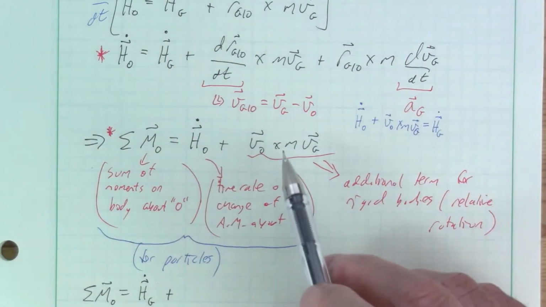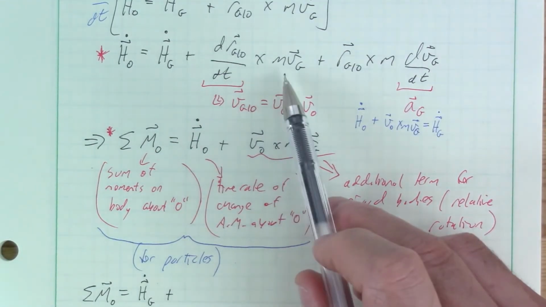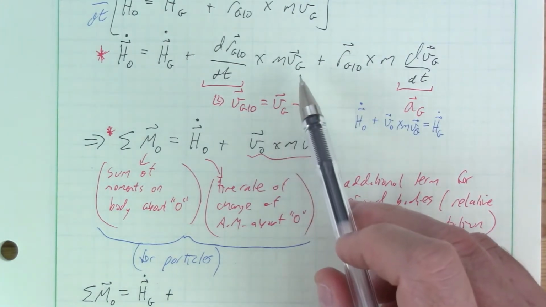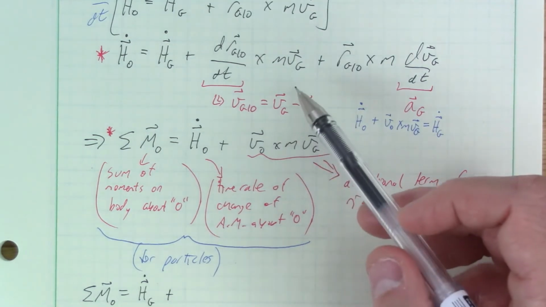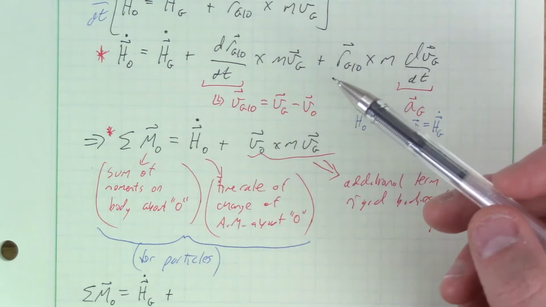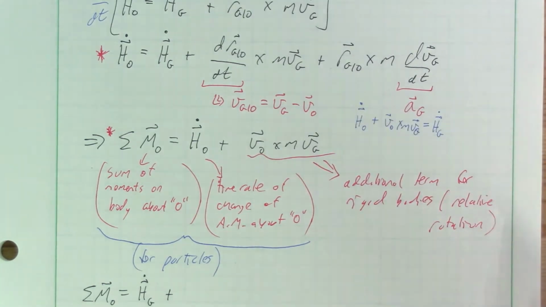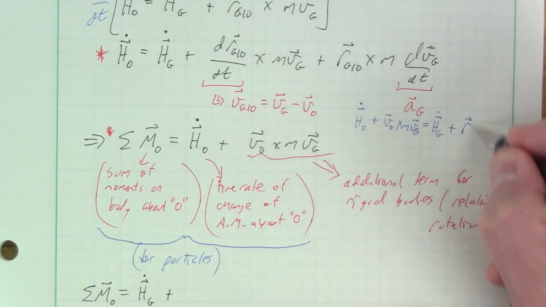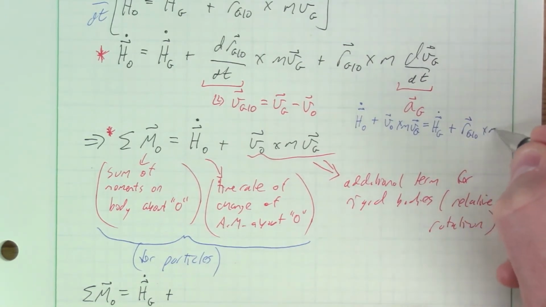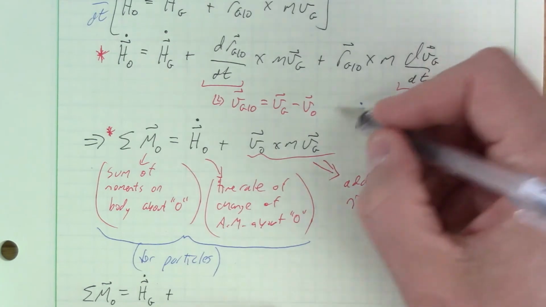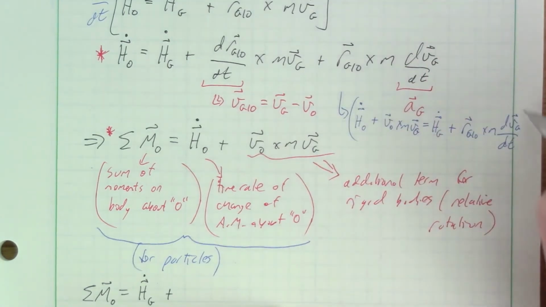Then you have a term that's 0, right? VG crossed into MVG. Well, that's the same vector crossed into itself. So VG crossed into VG, those point in the same direction. A cross product of two vectors pointing in the same direction is 0. So the only other term we have over here is plus RG naught crossed into m dvg dt. Okay, so now that's this whole term simplified.